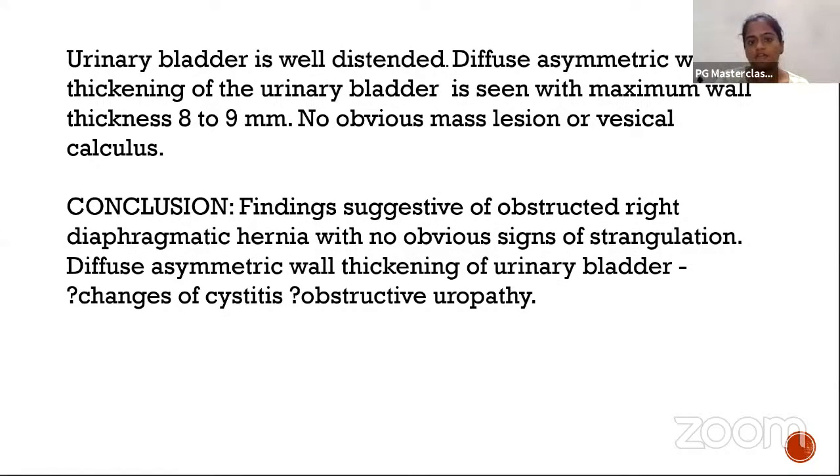Urinary bladder was well distended. Diffuse asymmetric wall thickening of the urinary bladder was seen with maximum thickness of 8 to 9 mm, and no obvious mass lesion or vesical calculus was present. Findings were suggestive of obstructed right diaphragmatic hernia with no obvious signs of strangulation, and diffuse asymmetric wall thickening of urinary bladder with query changes of cystitis, query obstructive uropathy.